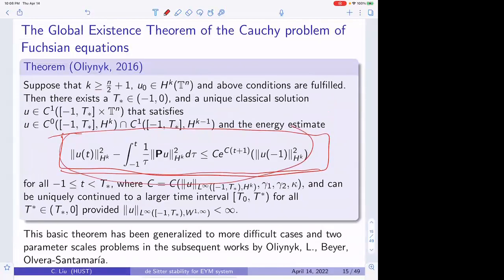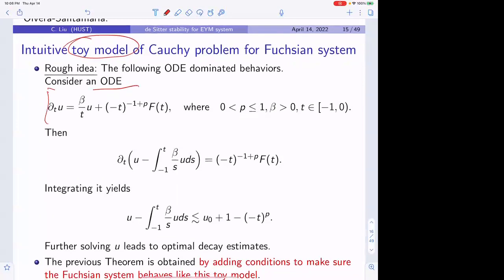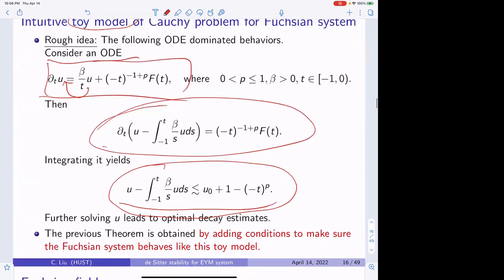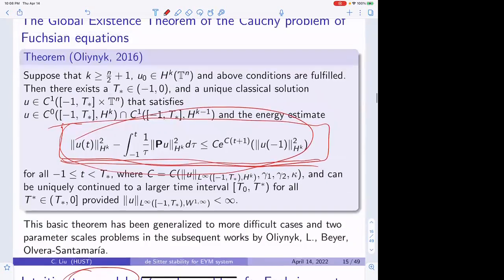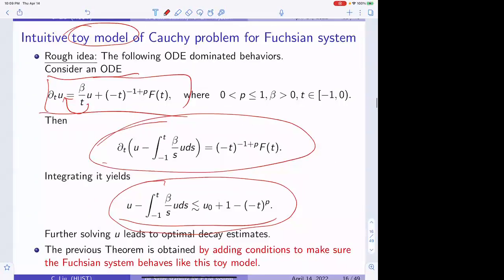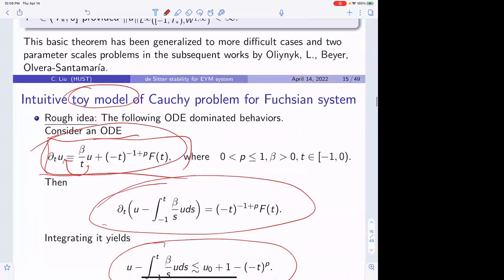Okay, this is our main theorem for the Fuchsian system. Why is this theorem right? I'll just give you a very simple toy model. You can consider some ODE like this one. It's very simple. You can just move this term over here and integrate this ODE, and you get an estimate like this one, which is very similar to the estimate in the theorem. In fact, for our system, why do we want all these conditions? Just because we want this system to be very much like this simple ODE. That's our main reason for giving some restrictions on the coefficients. Okay, this is the main idea.